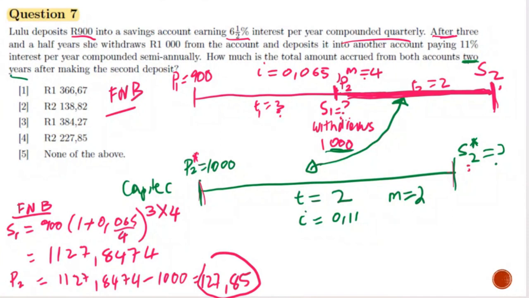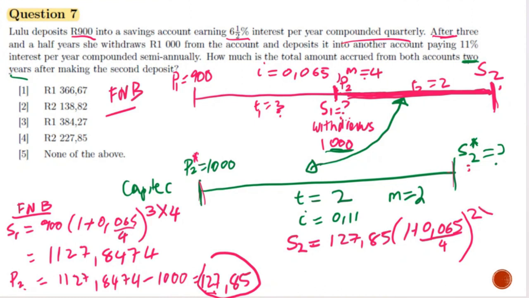Okay, let us finish and see what the accumulated amount at FNB is. I'm still at FNB, looking for the accumulated amount S2. What is my new present value? I am only left with 127 because she has taken, not me, Lulu, she has taken 1,000 and deposited it at Capitec. So she's left with 127. The conditions at FNB have not changed. She is still earning interest of 0.065, compounding quarterly, and it is running for only 2 years. So I'm going to have 2 multiplied by 4 compounding periods for quarters. I plug this into my calculator, and my FNB account is going to have accumulated 145.44. So we are done with FNB.